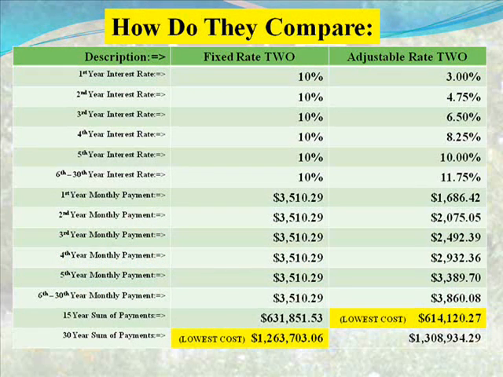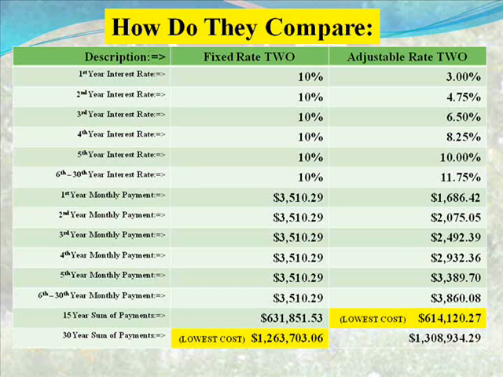For the fixed rate, you can see how the rate is 10% for the life of the loan, and the monthly payment is $3,510.29 for the life of the loan, which brings the 15-year sum of payments for the fixed rate example to $631,851.53. The 30-year sum of payments for the fixed rate in this example is $1,263,703.60.